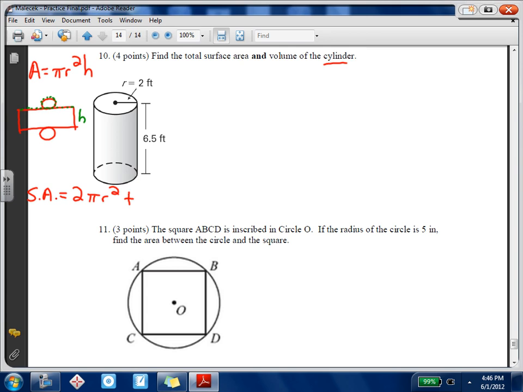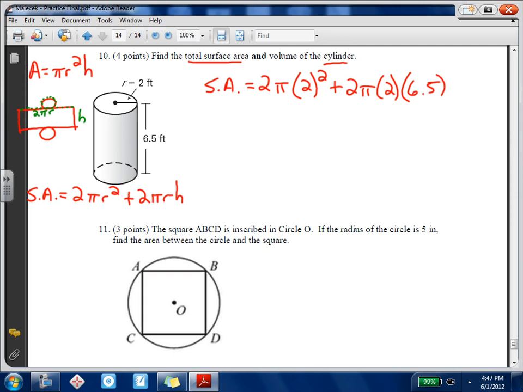So we know that the distance around a circle is the circumference. The formula for circumference is 2 pi r. So if we're looking for the area of that rectangle, it's going to be 2 pi r, the length, times the width. Well, the width in this case is h. They give us the radius, they give us the height, so at this point we can just plug and chug. So it asks for surface area first, so we'll do that. Surface area equals 2 pi r squared, that's 2 squared, plus 2 pi r, which is 2 again, times the height, which is 6.5.